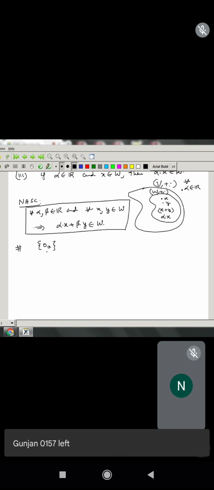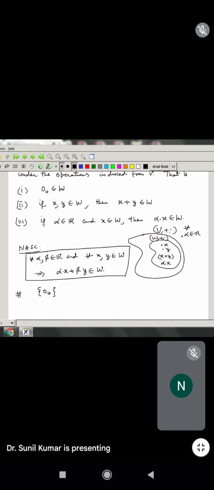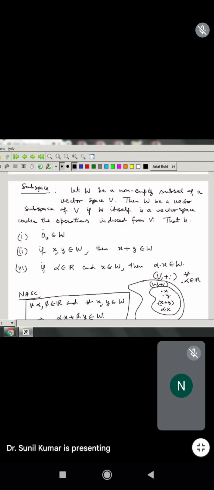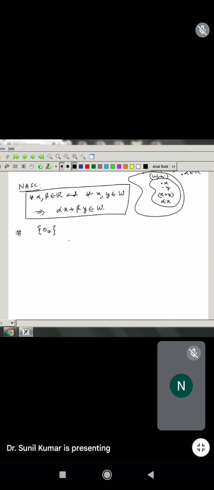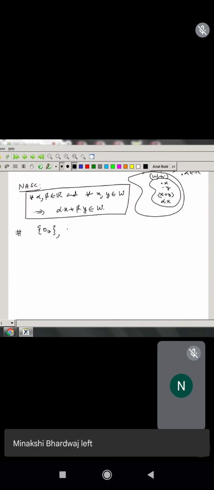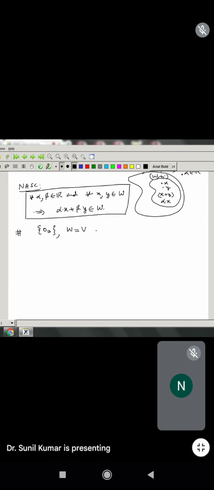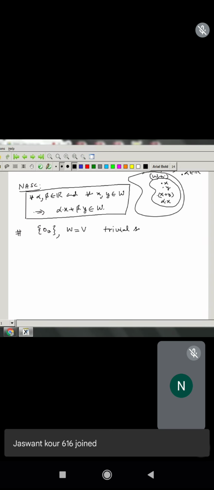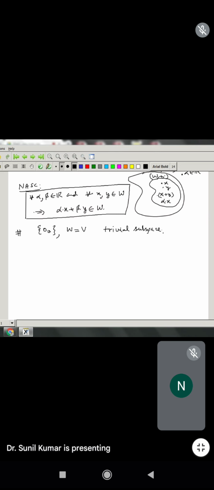We have already discussed in the last class that for W to be a subspace, this is the first condition: 0_V must be in W. So if we take only 0_V, then it is a subspace. And if I take W equal to the same vector space V, then they are subspaces of the vector space. So we call them trivial subspaces. Trivial subspace. Right? So the vector space or the 0_V identity element.